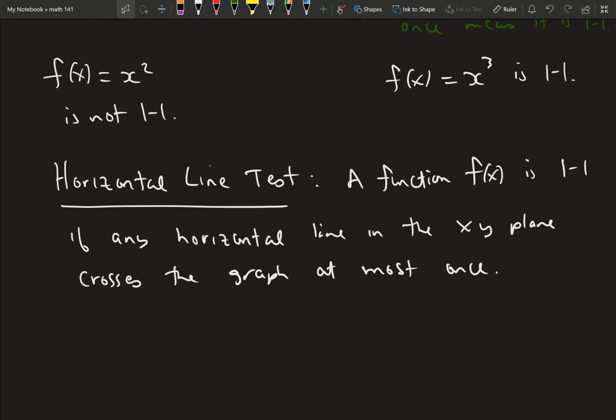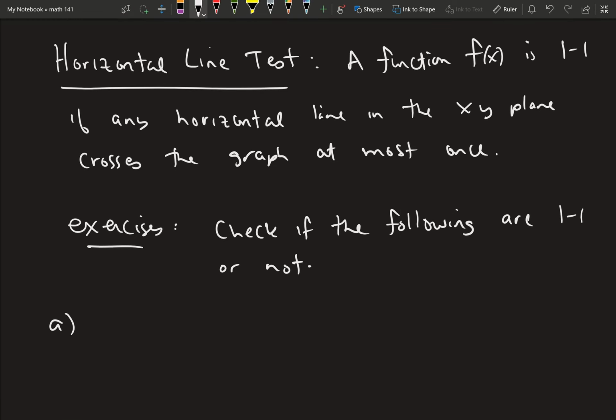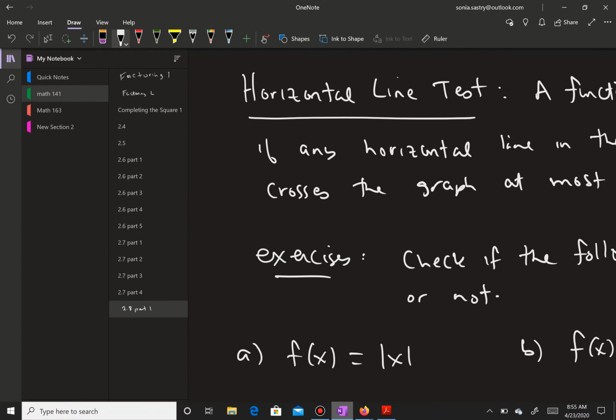So I'll leave you here with just a couple of exercises. Check if the following are 1 to 1 or not. And I'd suggest using the horizontal line test. So A, f of x equals the absolute value of x, and B, f of x equals 1 over x. Okay, so we'll begin the next video with those two examples.